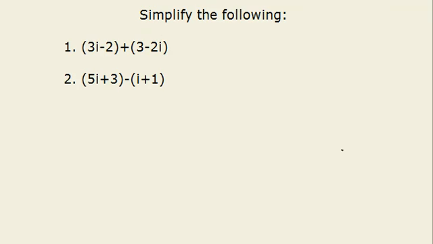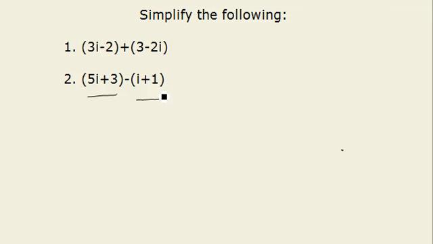Just like the previous case, in number 2, let's analyze each term, see if we can simplify each term before trying to simplify the entire expression. Since we notice that this problem has two cases just like the previous one, let's denote each case. Our first case is 5i plus 3, and our second case is i plus 1.